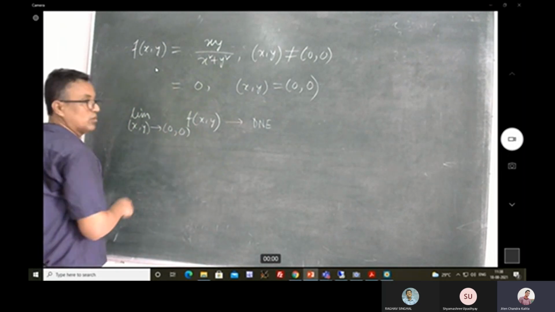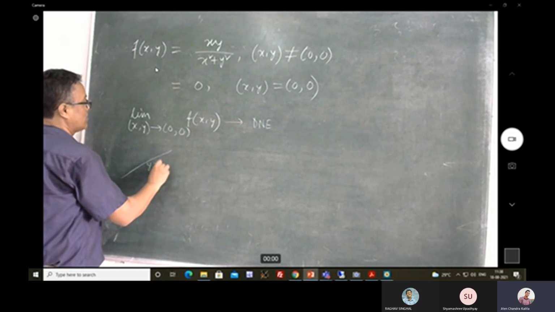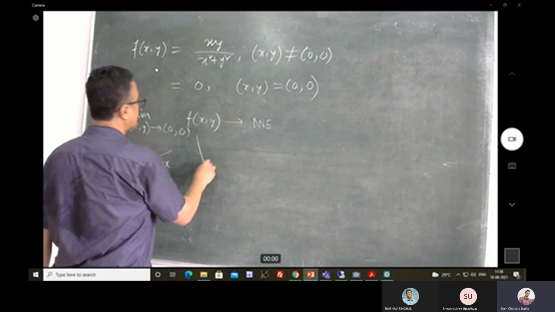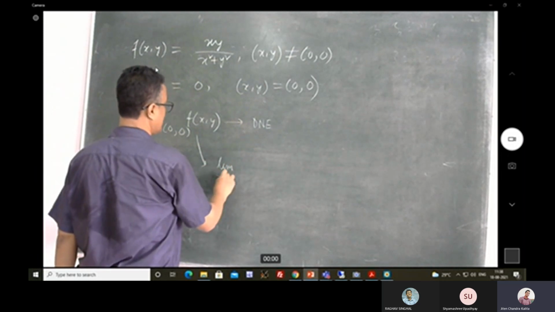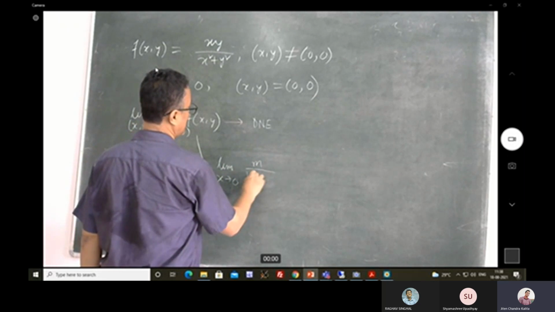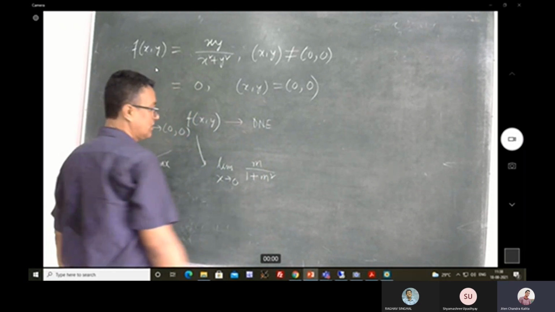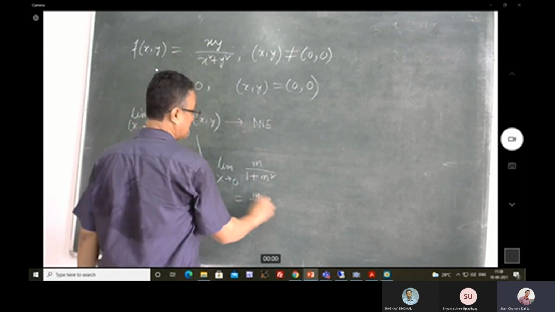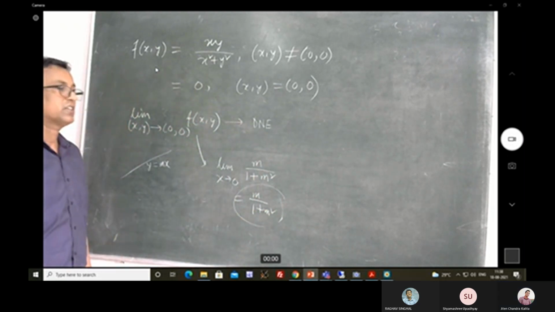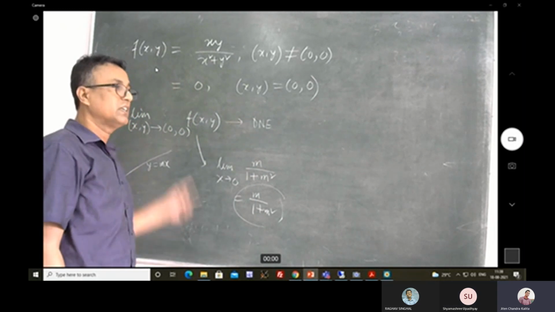It doesn't exist because I can take a very straightforward approach. Say you want to approach the point (0, 0) through the line y equal to mx. Then this limit, as x tends to 0, is going to give you m by 1 plus m squared, isn't it? And for different values of m, you are going to get different values of this expression. Is it okay? So that is why the limit doesn't exist.